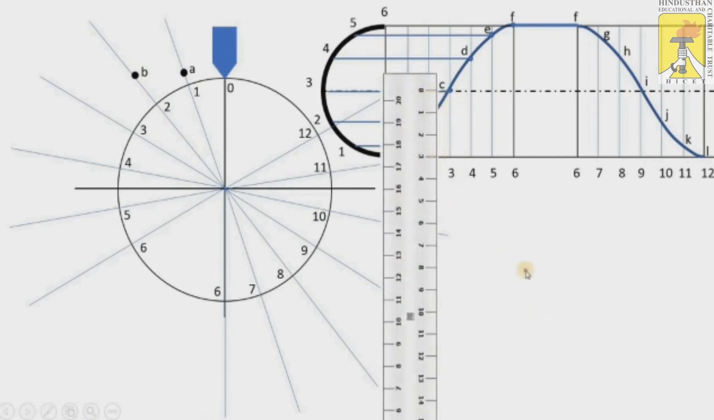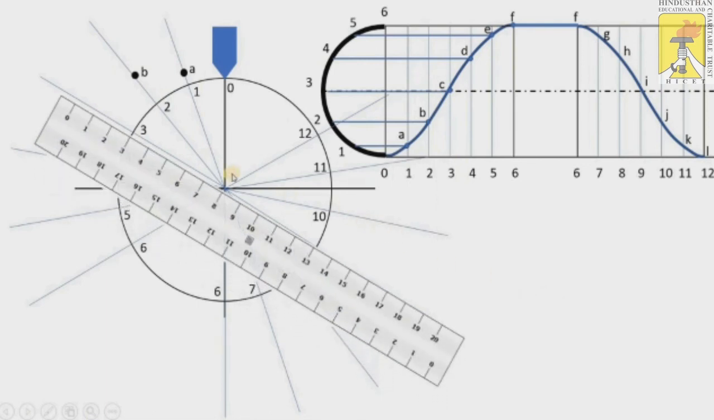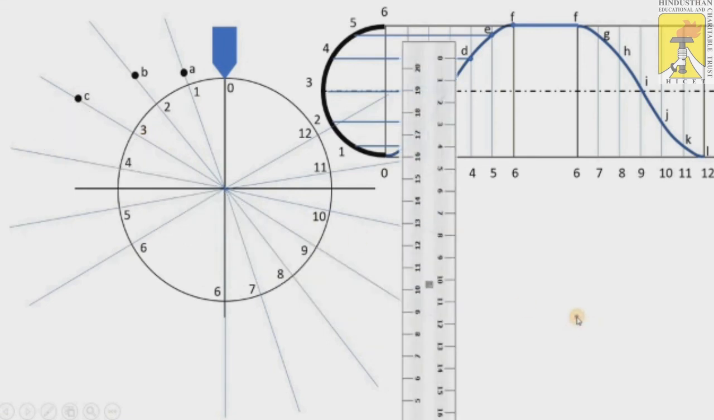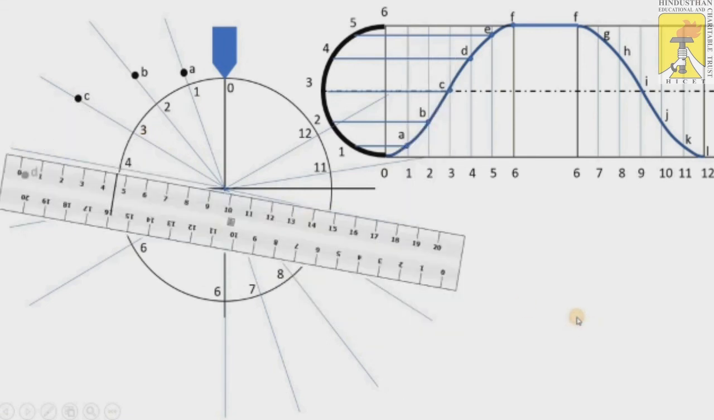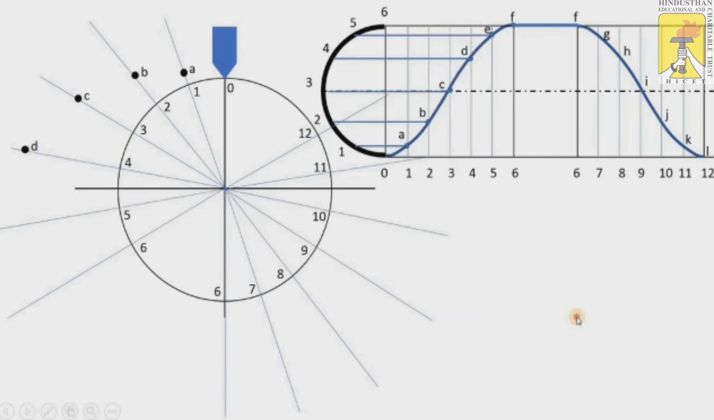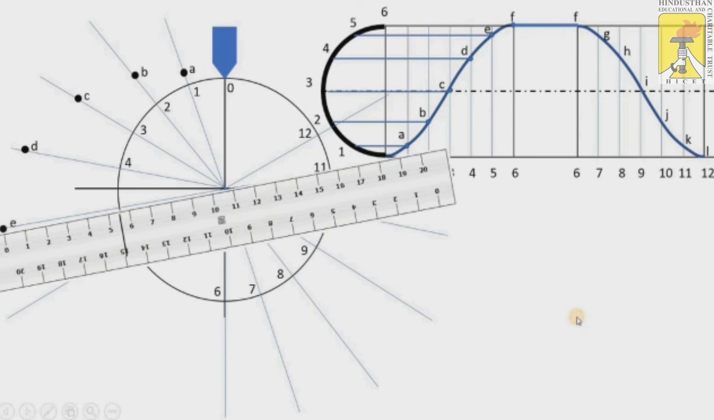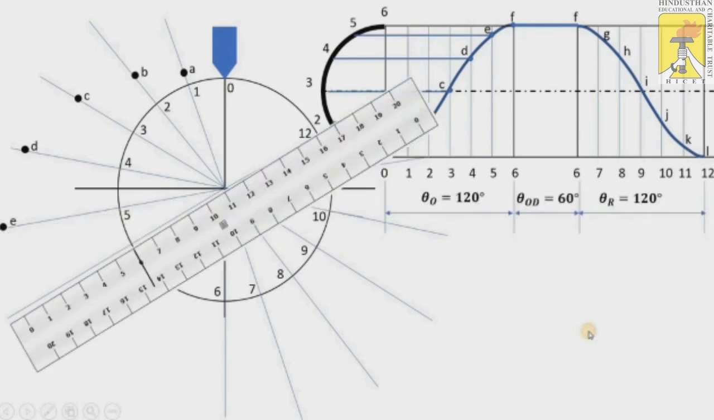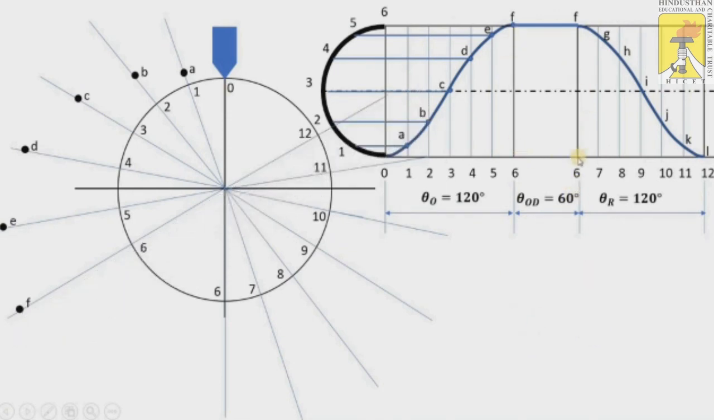Like 3 to C, we have to measure the point. Here we are using a scale to place it, so C is plotted. Again 4 to D, we measure it and plot it. And 5 to E, and 6 to F, so plotted. So we have placed the entire plots in theta outstroke.